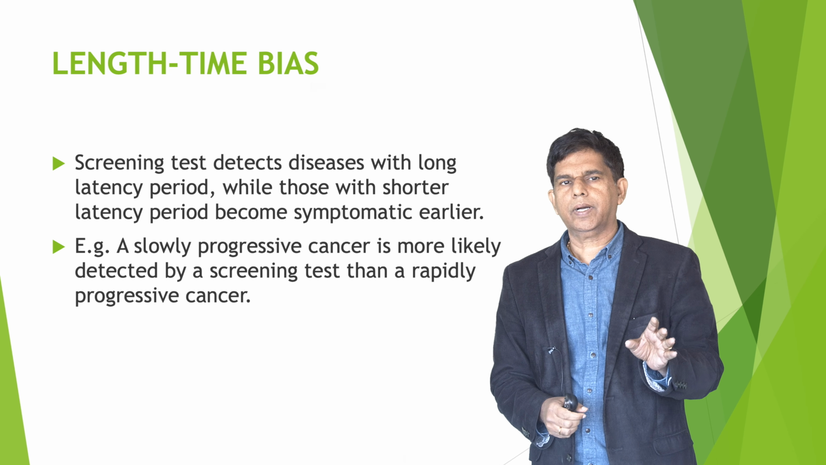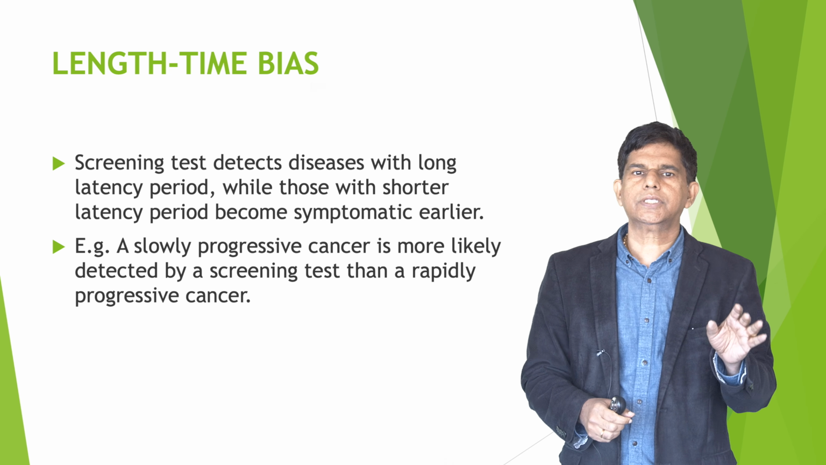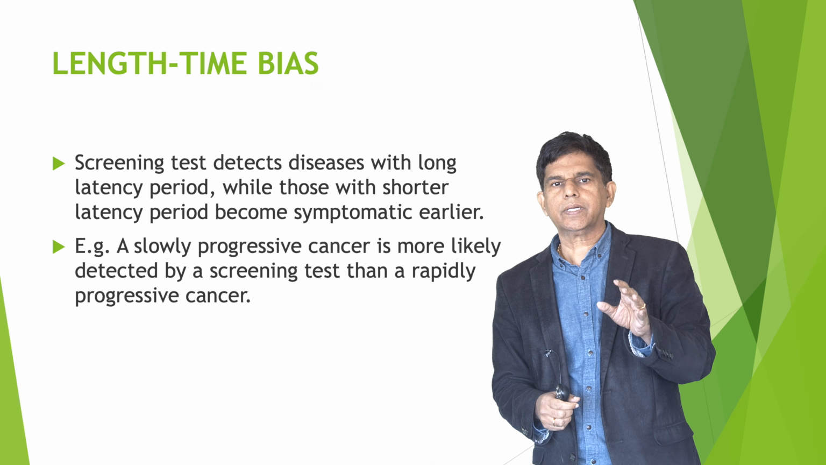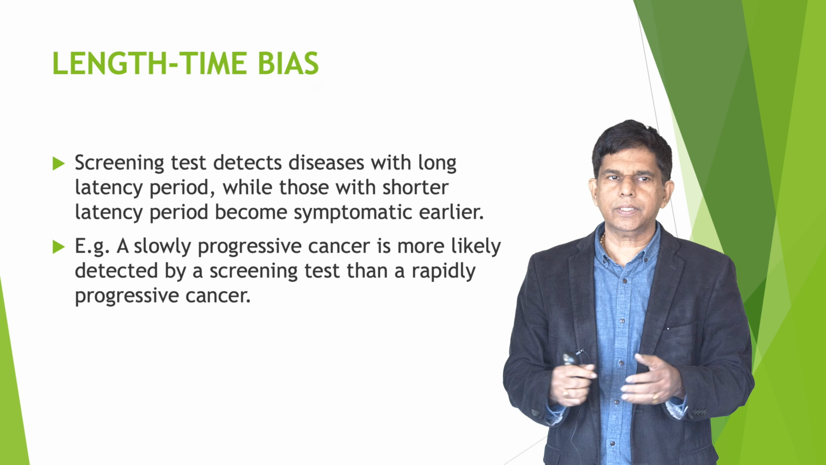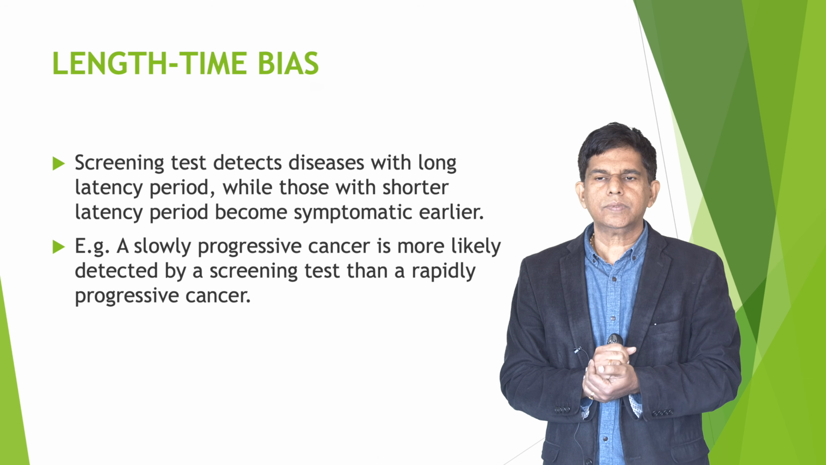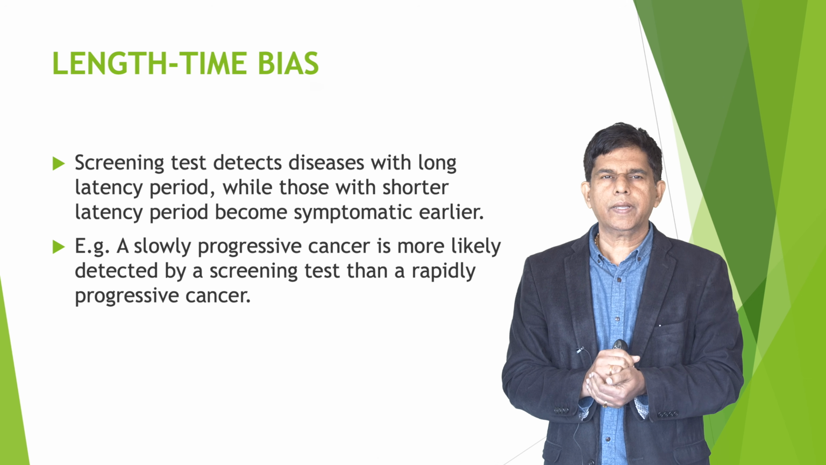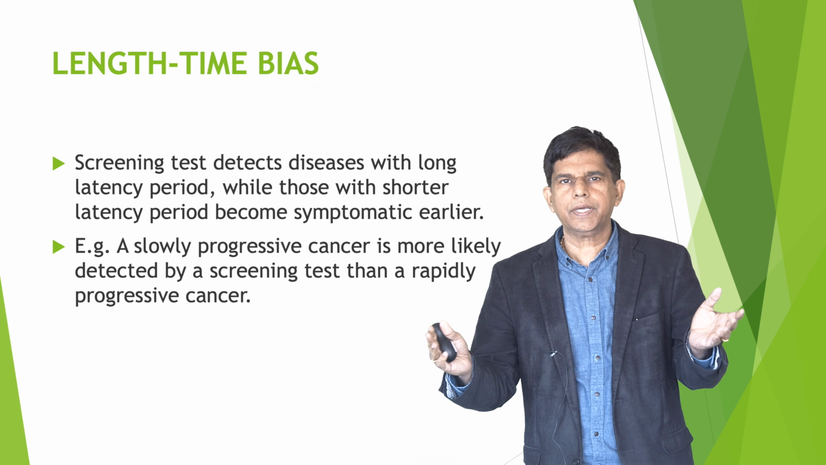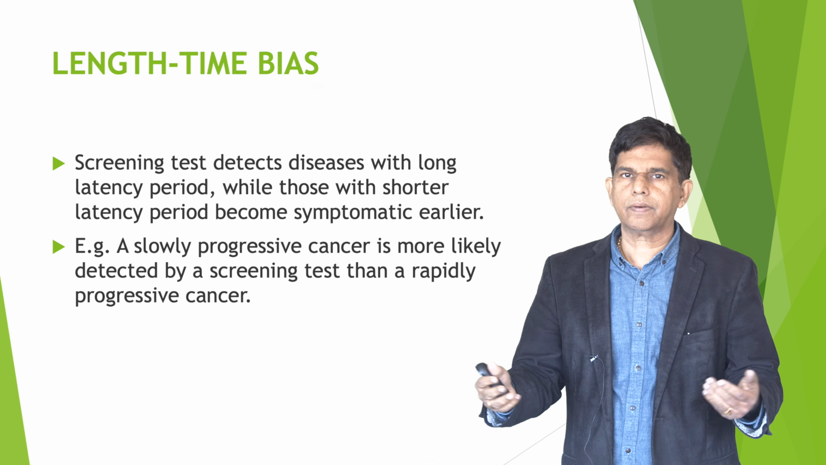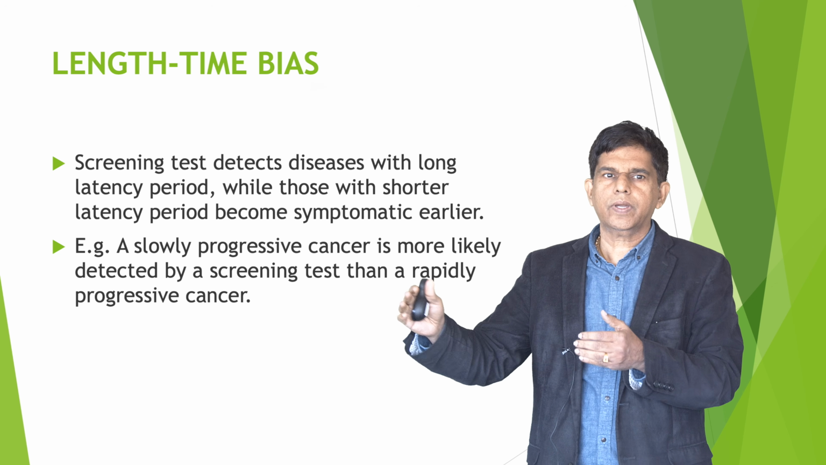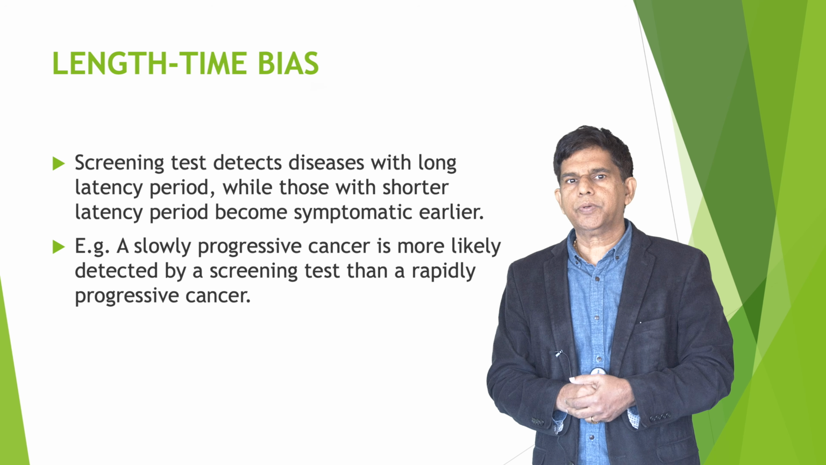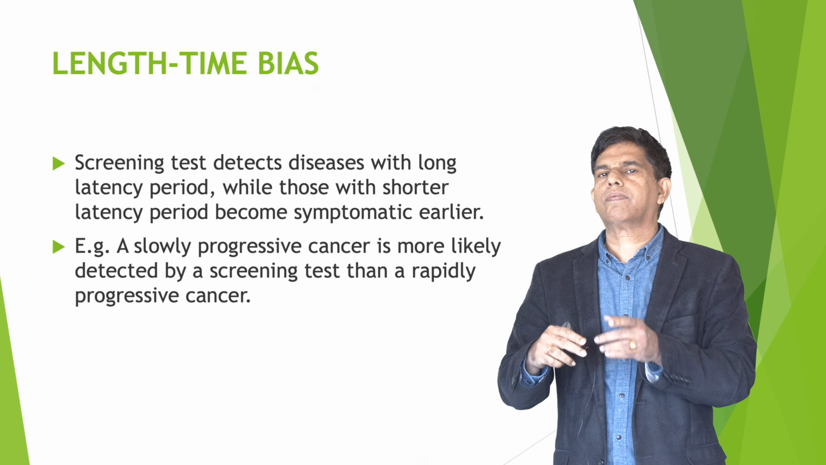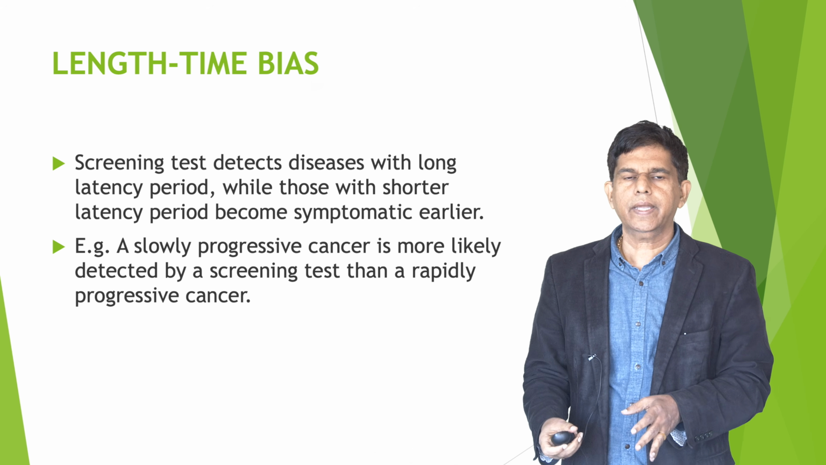What is length time bias? A screening test detects disease with a long latency period, while those with a shorter latency period become symptomatic earlier. So thinking about it, some diseases can have an outcome where they may die quickly, like pancreatic cancer, where people may die in 1 year, right? Some cancers can take a very long time. So a slowly progressive cancer is more likely to be detected by the screening test than a rapidly progressive disease, okay?